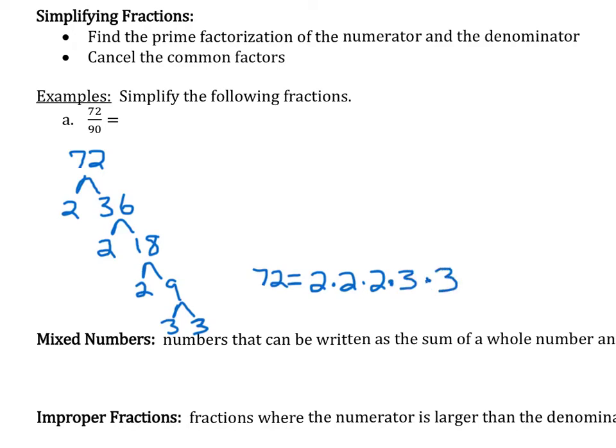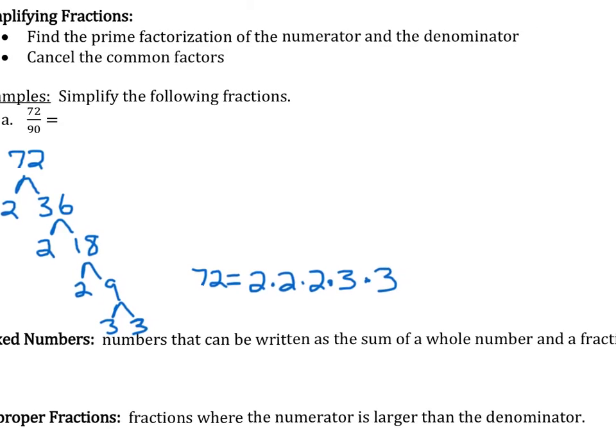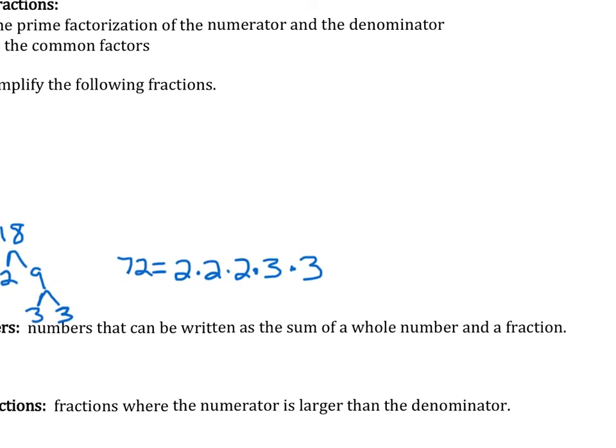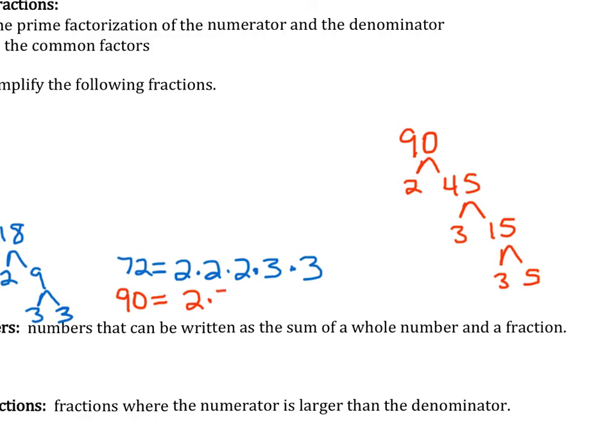Okay? I'm going to go to 90. With 90, I'm going to go through the same process. 2 times 45 is 90. 3 times 15 is 45. 3 times 5 is 15. And so 90 can be written as 2 times 3 times 3 times 5. So now I have my prime factorization.